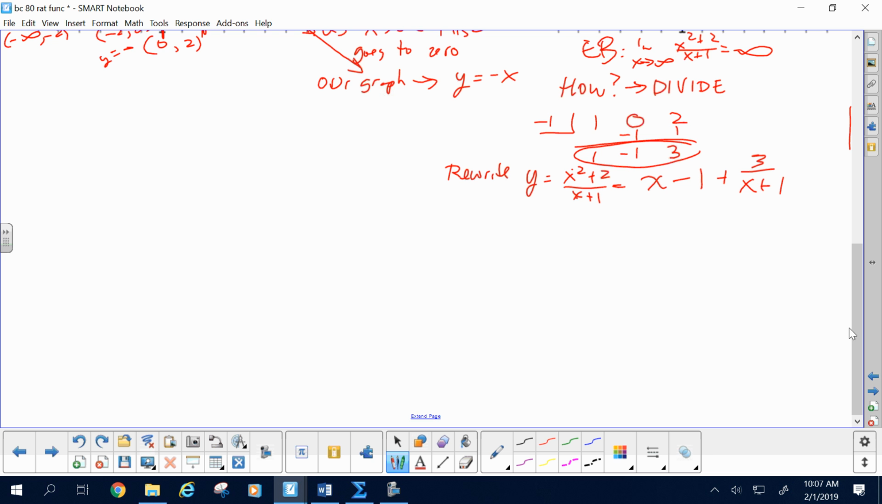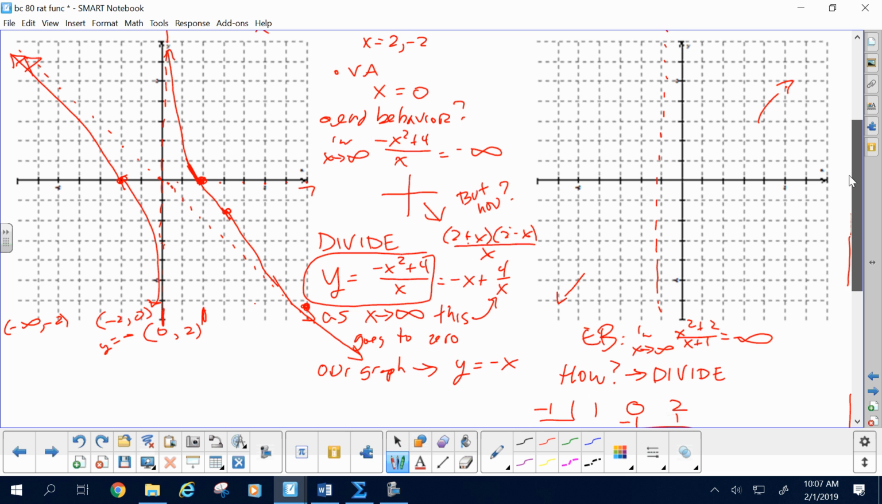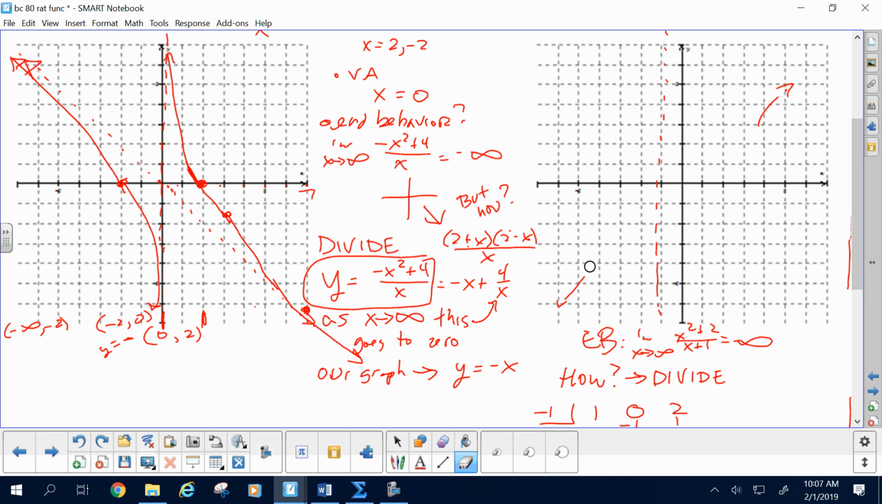So the idea for the slant is as x goes to infinity, the remainder goes to 0, and so y approaches just x minus 1. That's the big idea of the day. When you divide, the remainder term starts to go to 0, and so y equals x minus 1 is the slant. Y equals x minus 1 has a y-intercept of -1 and a slope of up 1 over 1.